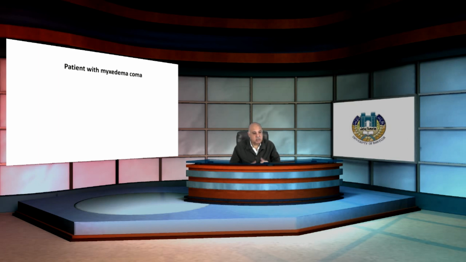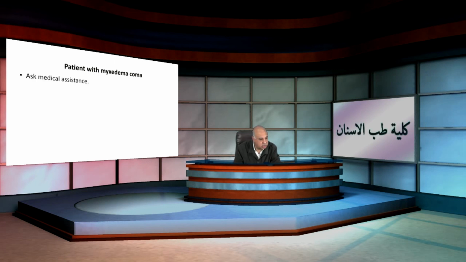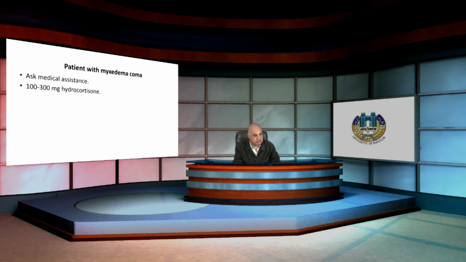Now, how can we manage a patient with myxedema coma? That means a patient who complains of hypothyroidism. In this case also we have to follow certain steps in order to manage those patients. First of all, we have to ask for medical assistance, and also we can give the patient 100 to 300 milligrams of hydrocortisone IV or IM.